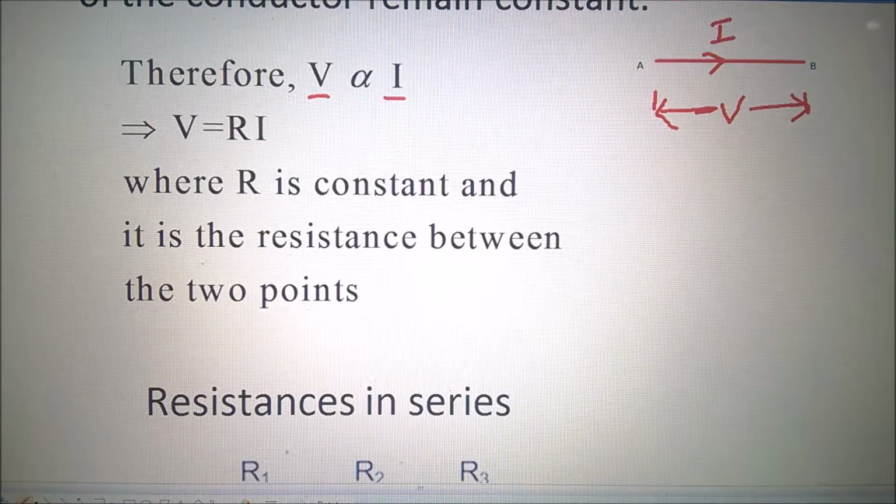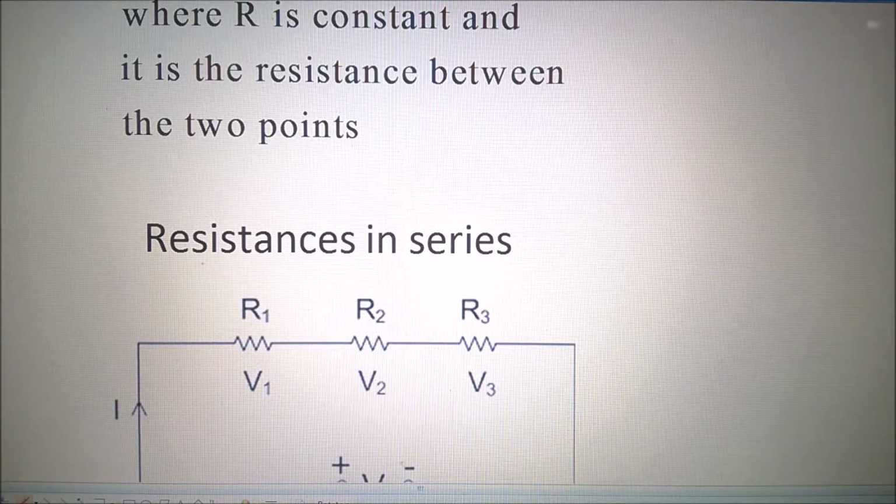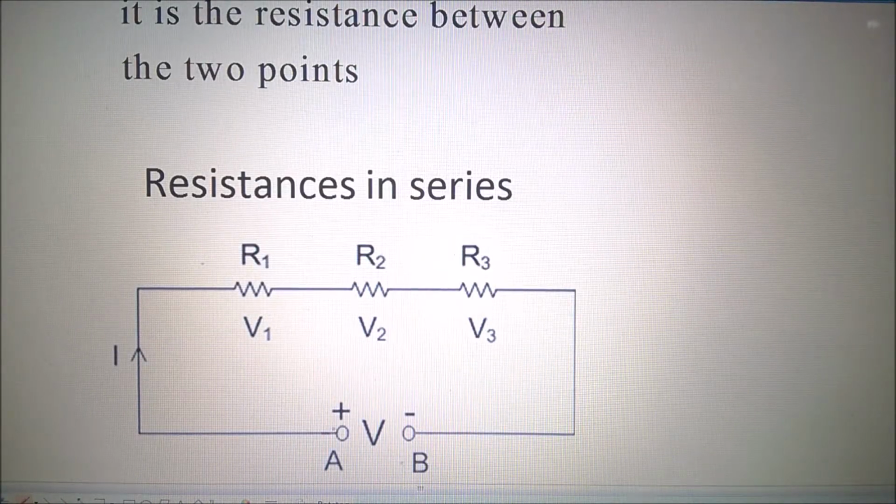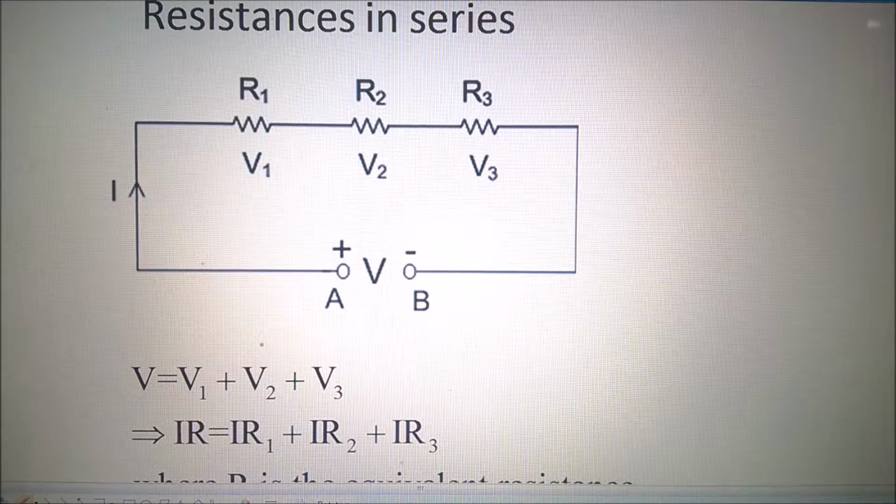Now we'll consider 3 resistances in series. The resistances R1, R2 and R3 are in series, and these 3 resistances are being supplied by a potential V. As a result, a current will flow through all the 3 resistances, and the same current will flow through each because they are in series. According to Ohm's law, the potential difference across R1, V1, is equal to I into R1, because the current flowing through R1 is I and the resistance is R1. In exactly the same way, V2 is equal to I into R2, and V3 is equal to I into R3.